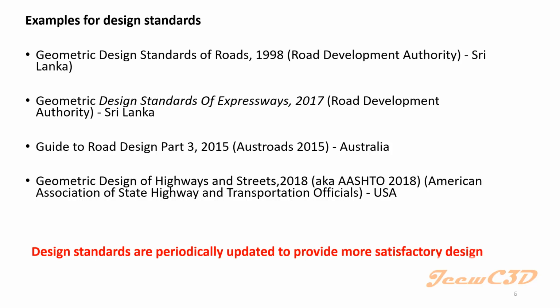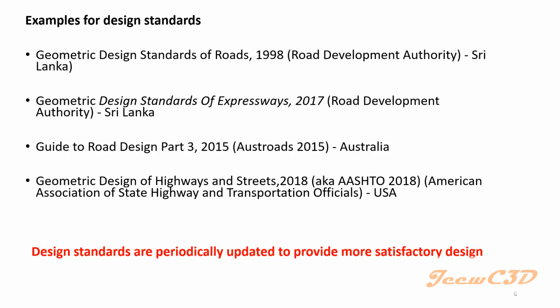Then you have some examples of design standards. In Sri Lanka we have the Geometric Design Standards of Roads, published in 1998 by the Road Development Authority. Then you have the Geometric Design Standards of Expressways, published in 2017 by the Road Development Authority. Then you have Guide to Road Design Part 3 for geometric design, published in 2015. We call it Austroads 2015. It is published by Australia.